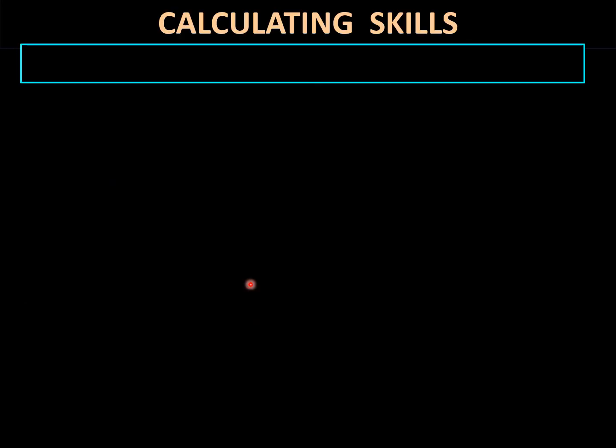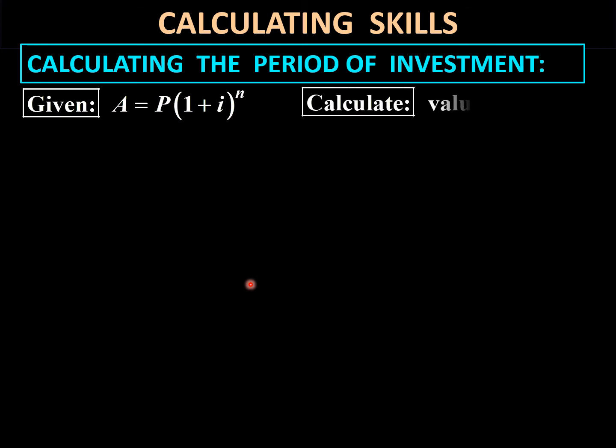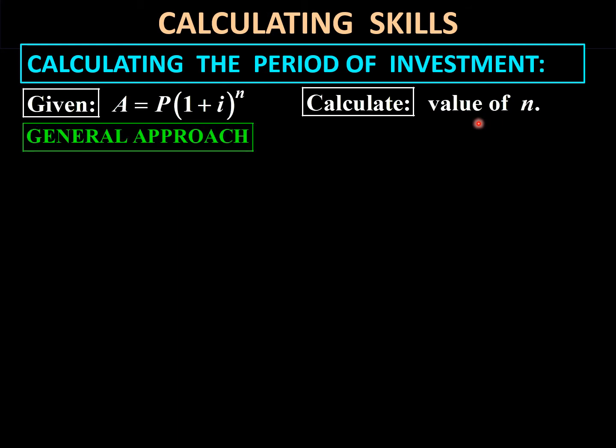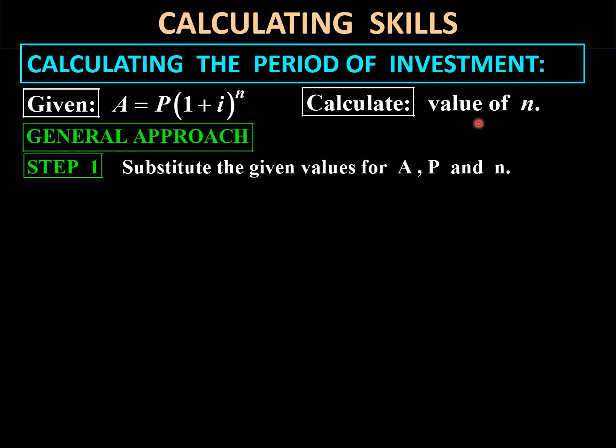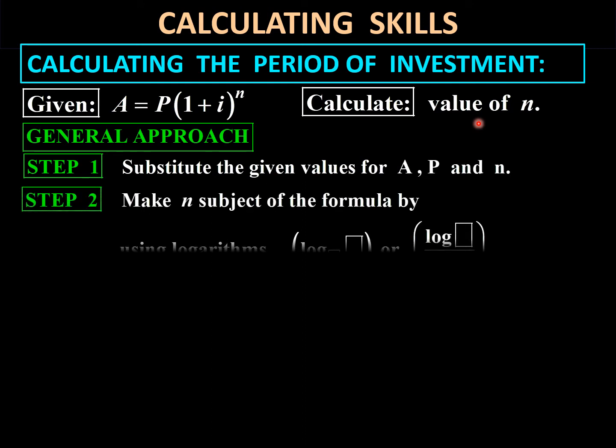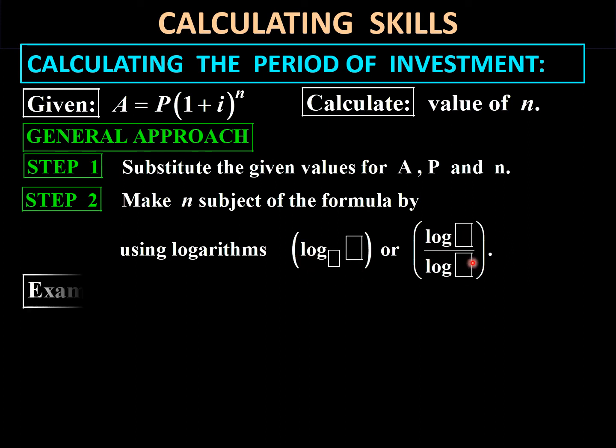Next, we want to look at calculating the period of investment. So let's take a compound growth again, and we want to work out the n value, the period of investment. The general approach here again, preferably always do the substitution first. Then we'll make n the subject. And in this case, to make n the subject, we'll have to use logarithms. You can either use the log key on your calculator, or if you don't have that, it will be a logarithm divided by a logarithm there.